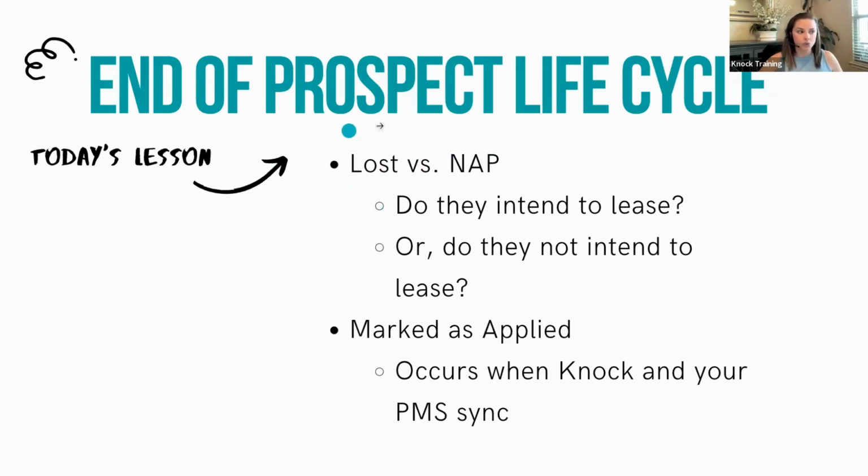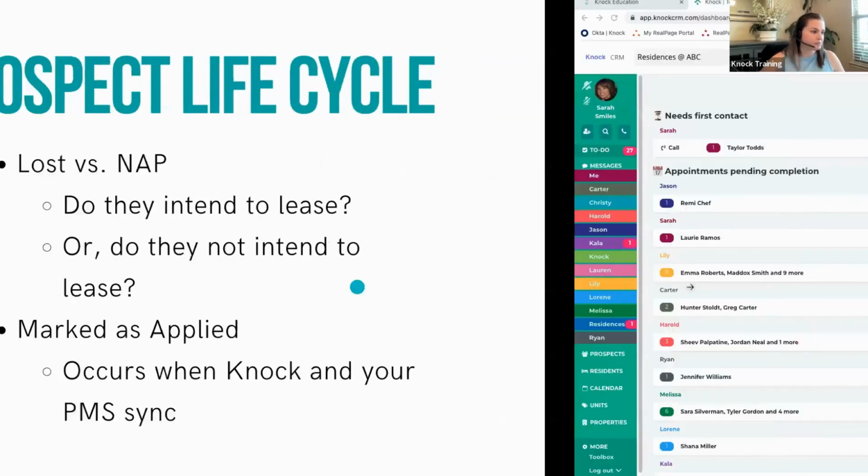Lost is for true prospects. NAP is for everyone else. Now, what I mean by that is when a true prospect decides not to lease with us, we're going to mark them as lost. But leads may come into the system that are not real prospects. NAP stands for not a prospect, so we're going to remove them from the pipeline by utilizing that. So let's go into the system and let's take a closer look.